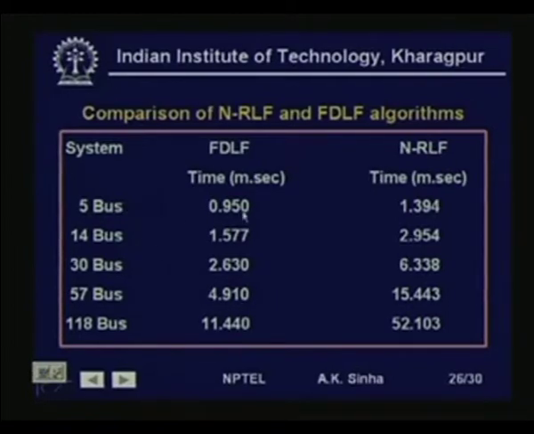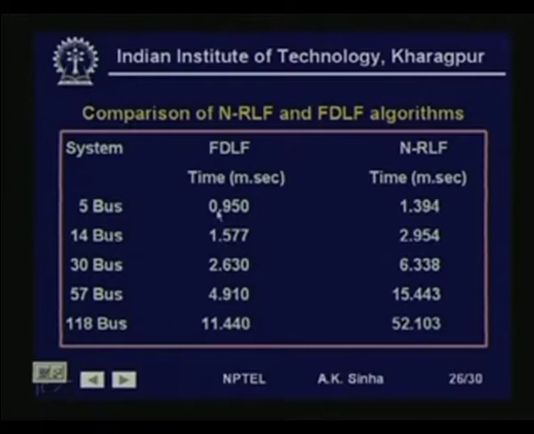So, for a 5 bus system, the value comes out to be 0.950 milliseconds. It is 950 microseconds basically. Time for Newton-Raphson is around 1.39 or 1.4 milliseconds, and so on. For the 14 bus system, it is 1.577 milliseconds and 2.954 milliseconds. So, Newton-Raphson is always taking somewhat more time.